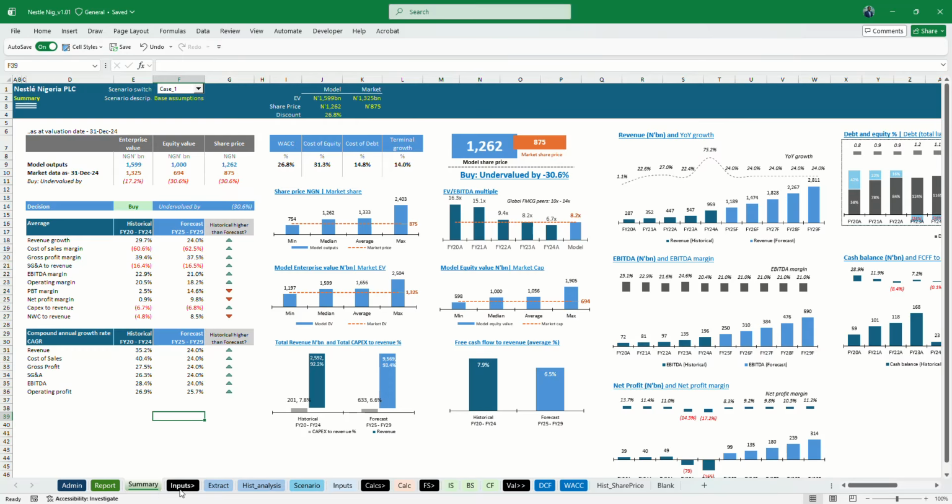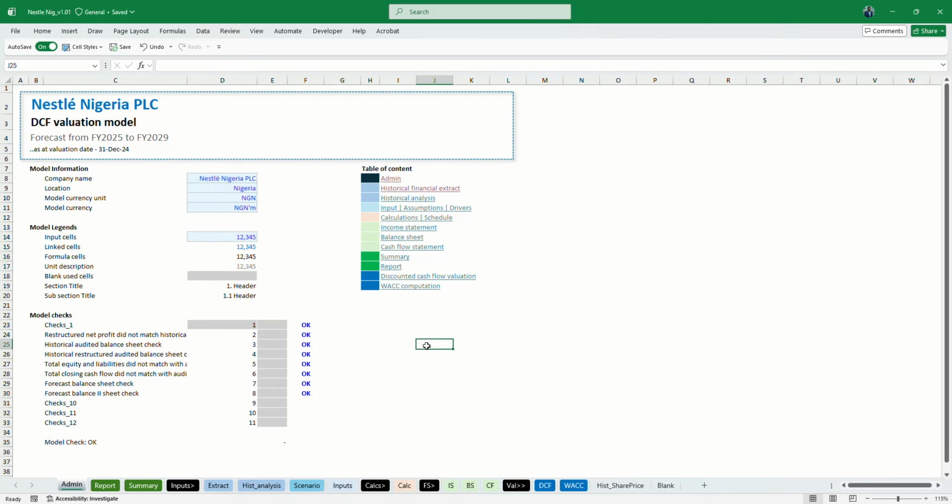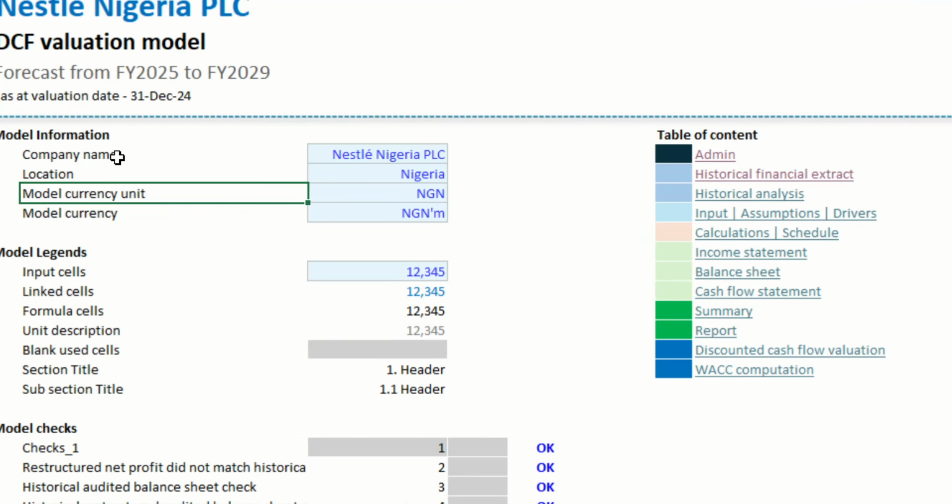So, the input section, so you can see what this black section is referring to. We have the calculation, we have the financial forecast, and we have the business valuation. And we are working with only DCF for the purpose of this. From the start, here we have the admin worksheet, and this is just giving information about the business. Let me zoom out for us to see about the business.